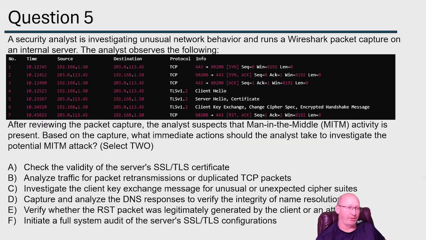All right, number 10, question number 5. A security analyst is investigating unusual network behavior and runs a Wireshark packet capture on an internal server. The analyst observes the following. I apologize if it's a little bit small. After reviewing the packet capture, the analyst suspects man-in-the-middle attack activity. I love that they put that in there. Based on the capture, what immediate action should the analyst take to investigate the potential man-in-the-middle attack?